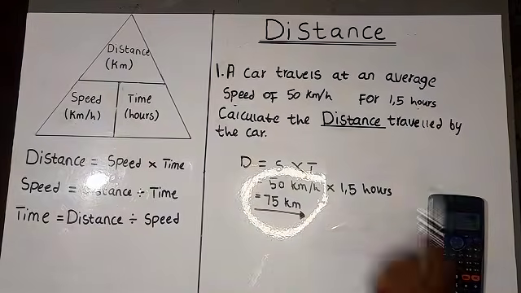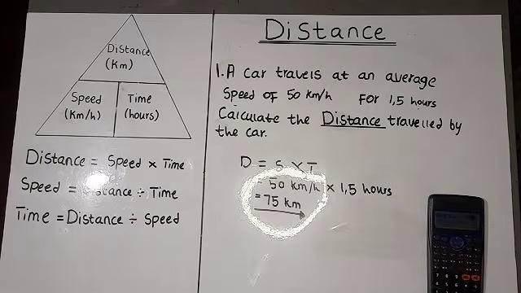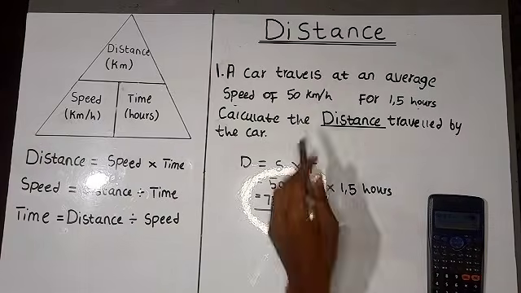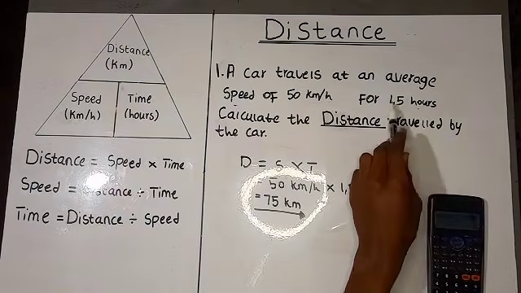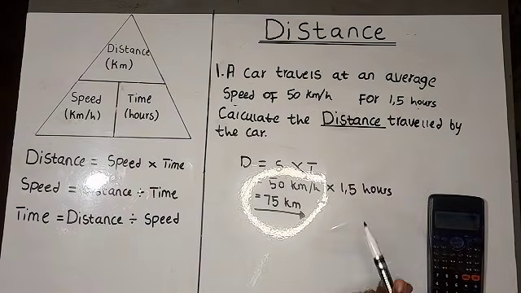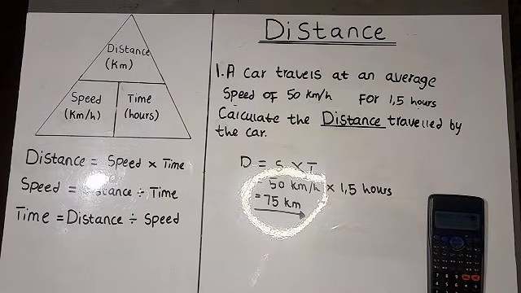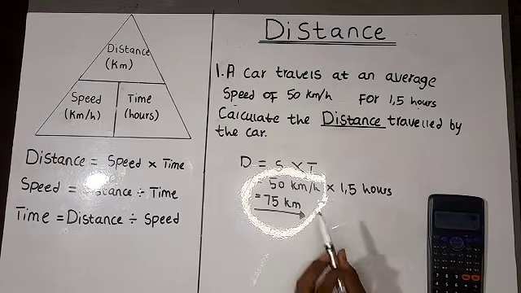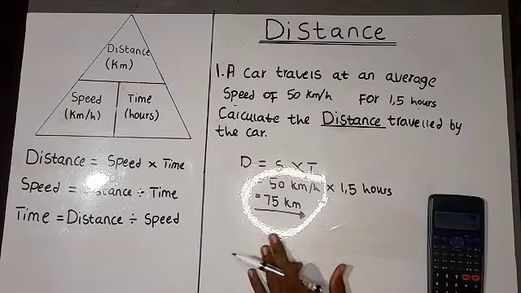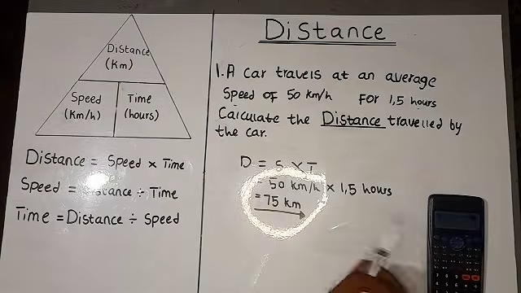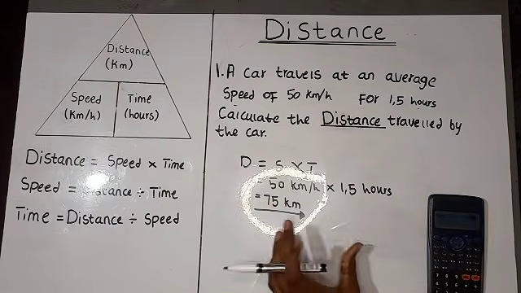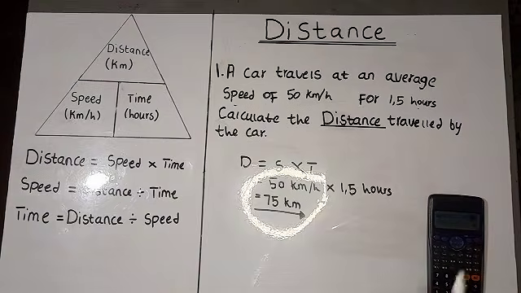We were calculating the distance that has been traveled by the car that has been going at an average speed of 50 kilometers per hour for 1 hour 30 minutes. 1.5 hours equals 1 hour 30 minutes. I hope we all know that. And if you got this correct, that means that you have understood the previous example that I showed you. And if you didn't get this correct, please go back and rewatch the previous example and listen very carefully from the beginning and try to answer the question again. You will get it right. If you listen, you will understand.